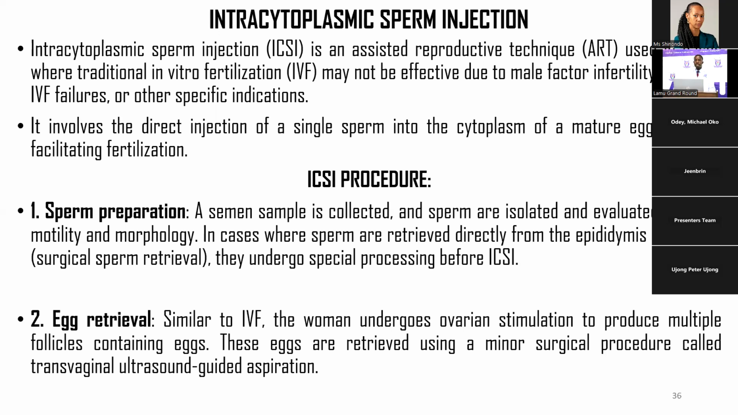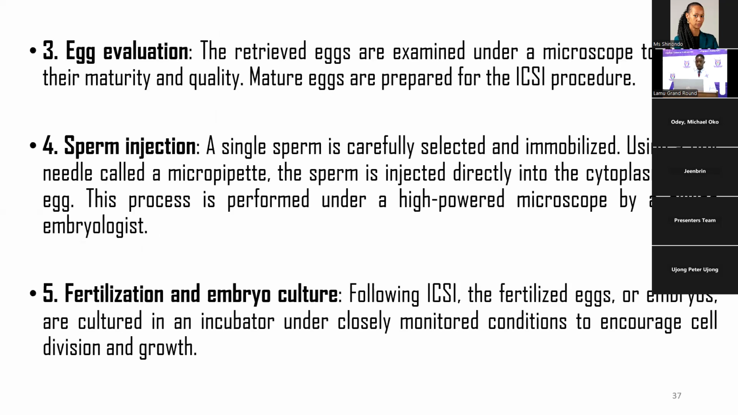We give drugs like clomiphene citrate that can stimulate the ovaries to release some eggs. After we retrieve some eggs, we need to do egg evaluation, where we choose the eggs with good quality. Then the fourth step is sperm injection. This is where we get a sperm and inject it directly into the cytoplasm of an oocyte. For us to be able to do this step, we need a micropipette, which is a small needle, and we use it to inject the sperm into the cytoplasm of an oocyte. This procedure is done under a high-powered microscope by a skilled embryologist.